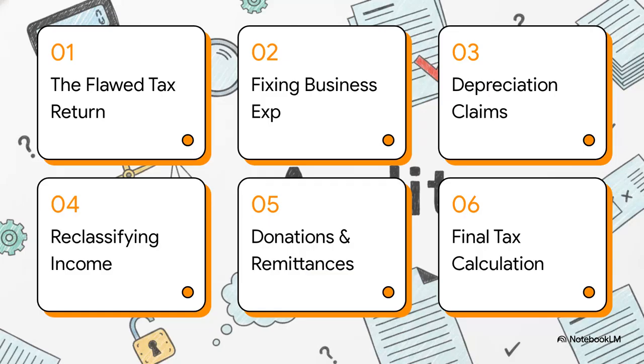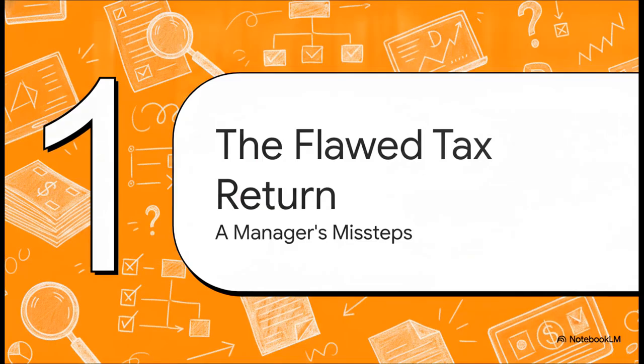To keep things manageable, we'll group these corrections by theme. We've got 1. The flawed tax return. 2. Fixing business expenses. 3. Correcting depreciation claims. 4. Reclassifying other income. 5. Donations and remittances. And finally, 6. The final tax calculation. Starting off with Section 1, the flawed tax return and a manager's missteps.